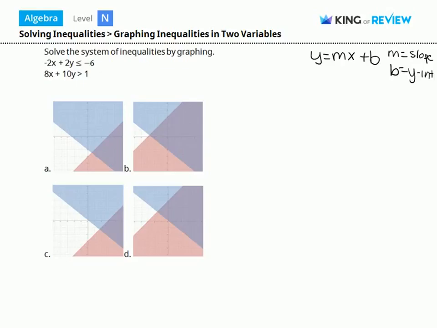So this first inequality here, when we rearrange it so that it's in the slope-intercept form, we get y is less than or equal to x minus 3. And then when we rearrange the second inequality and put it into the slope-intercept form, we get y is greater than negative 4/5 x plus 1/10. Now let's graph these on an axis.